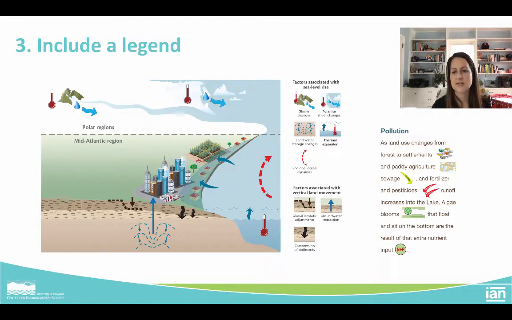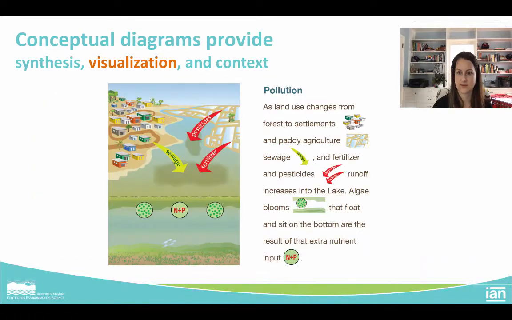And then on the right, there's a conceptual diagram legend, which is an embedded legend. So it actually types out the caption of the diagram and includes those symbols within the legend. So to see, this is the full version of that conceptual diagram with the embedded legend. So conceptual diagrams provide synthesis, visualization, and context. This is a conceptual diagram showing how land use changes can actually increase algal blooms in a system. And so you can see that right in context, and then you have this great embedded legend describing what's happening in the diagram.